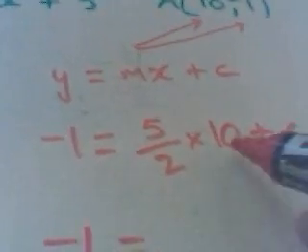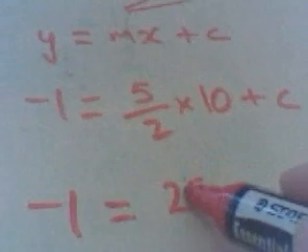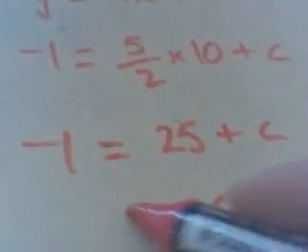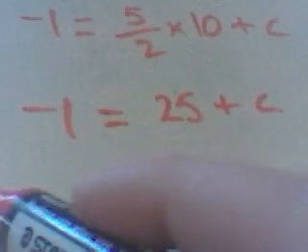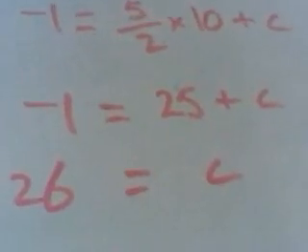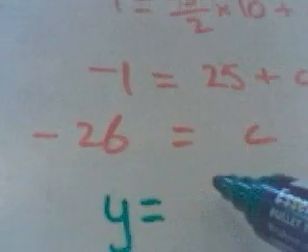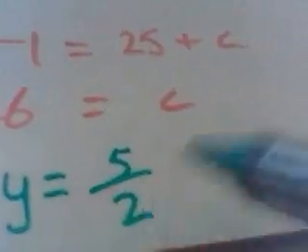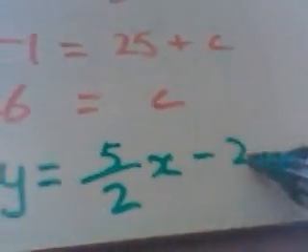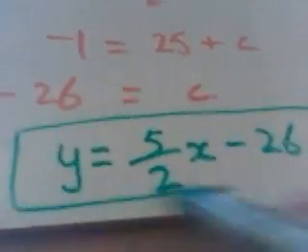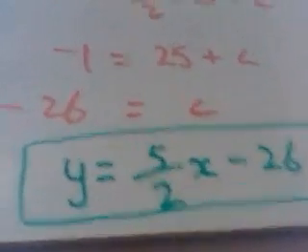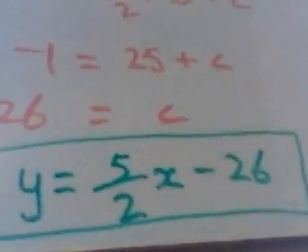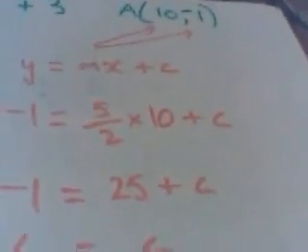So -1 equals 25 plus c, so c must equal -26, giving us an equation of the line y, and we know m2 is 5/2, x, take 26. That line is perpendicular to y equals -2/5 x plus 3, going through the point 10, -1.